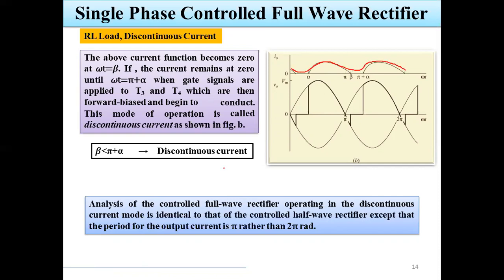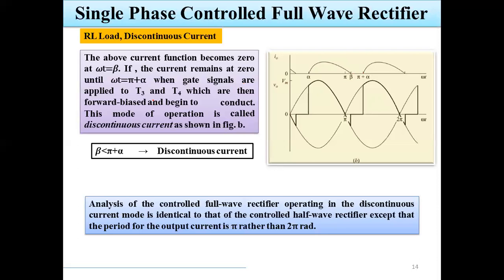Next slide, we will discuss the continuous current mode of operation. The current function becomes zero at omega t equal to beta, and if the current remains at zero until omega t equals pi plus alpha, it should be zero only up to pi plus alpha.